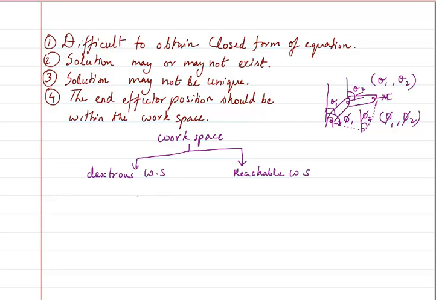Dexterous workspace means you can reach that position and the end effector can have any orientation. You want the end effector to face in one direction, another direction, it will reach that place and it will have any orientation that you want. Whereas a reachable workspace will make the end effector reach that particular point, but you can never be sure about the orientation. Only one or two orientations may be possible.